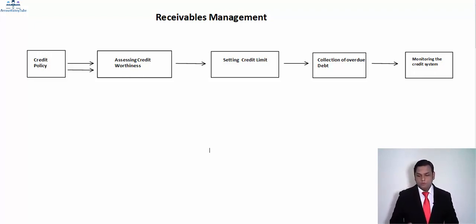Then we have collection of overdue debt. That's the third step. After setting the credit limit, we will be moving towards the collection of overdue debt. This can be achieved through a number of ways, via calls, emails, reminders, or a credit agency. We can involve them too. And the last step is to keep monitoring the credit system so that it doesn't go out of date, or if there are any weaknesses or internal control deficiencies, then those need to be addressed for this cycle to move smoothly.